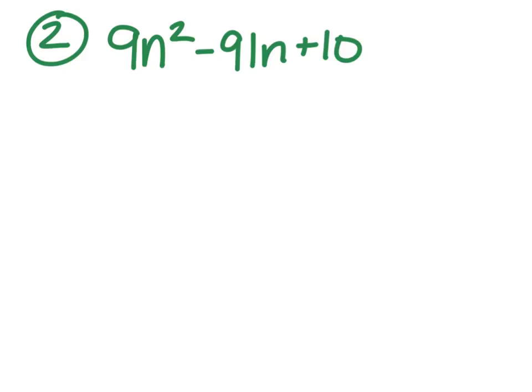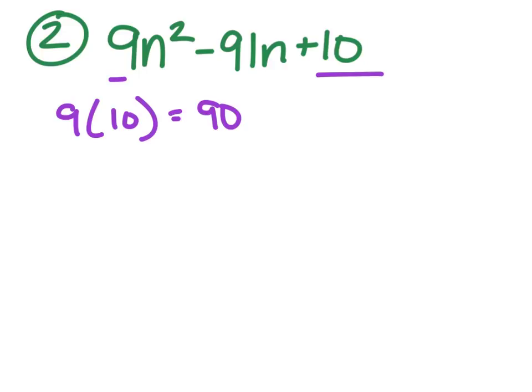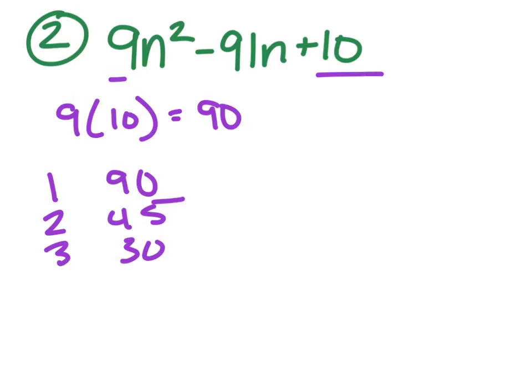Alright, next one. Again, we're going through and we're going to figure out what that new product is going to be. So we do 9 times 10 to get 90. So what times what is 90? So we got 1 times 90. I got 2 and 45. You've got 3 and 30. Does 4 go into it? Not evenly. 5 does 18 times. We have 9 and 10, which we listed. 7 doesn't, 8 doesn't. So we've got a pretty good list here.